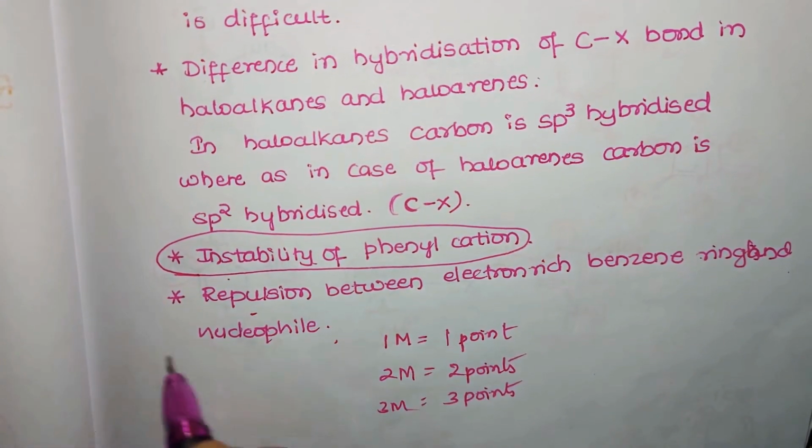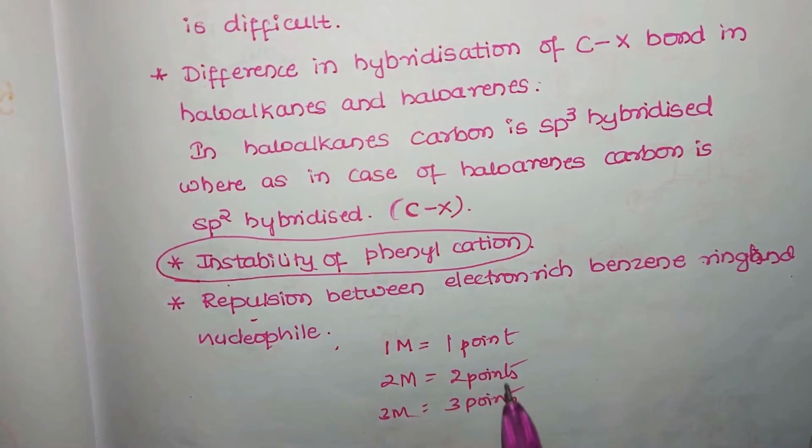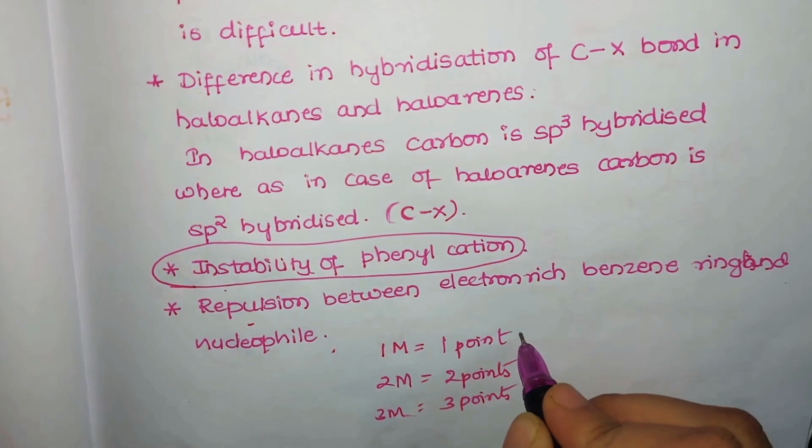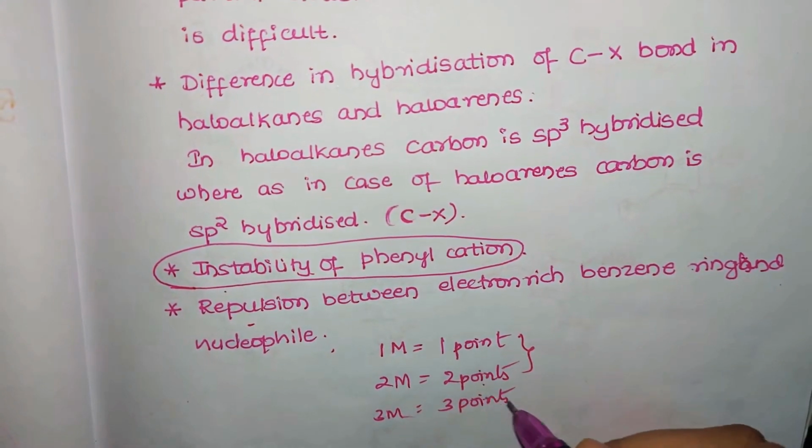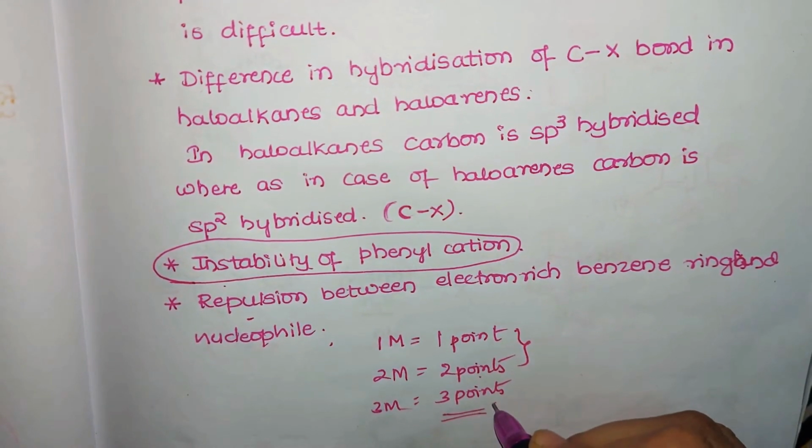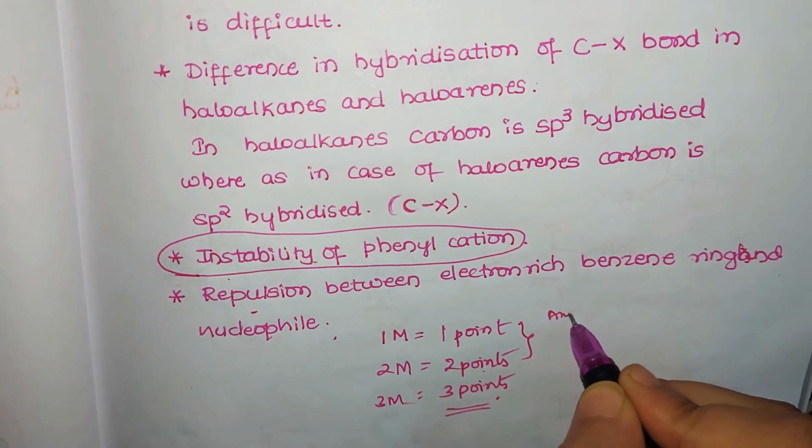The rest is left to you, but these are the 4 points. If they ask for 1 mark, write 1; for 2 marks, any 2. Usually they ask for 1 and 2 marks. Rarely they ask for 3 marks. So remember that you should know any 3 points from this answer.